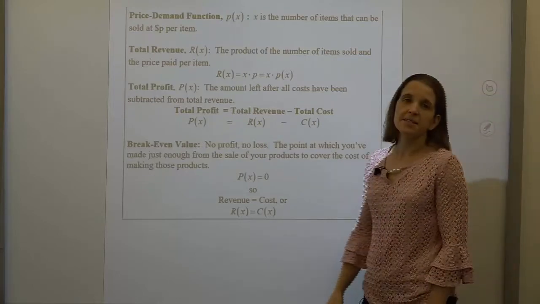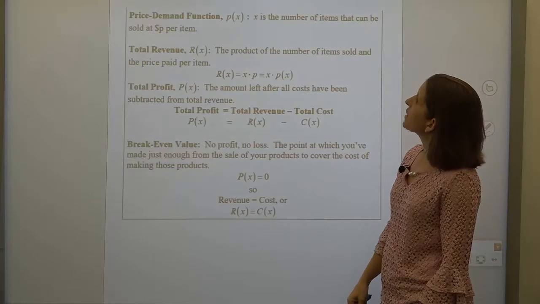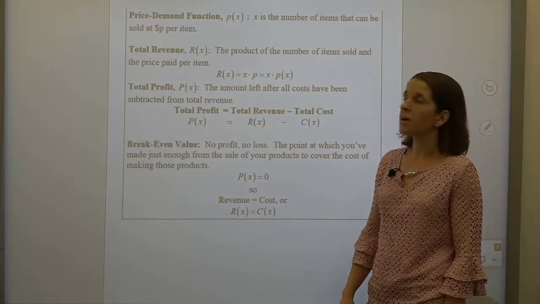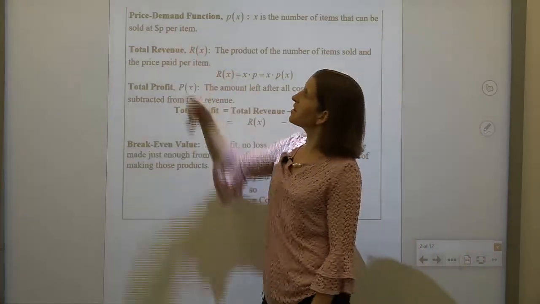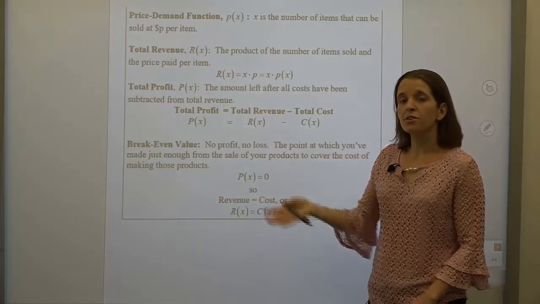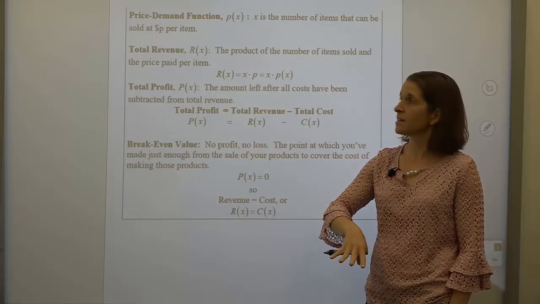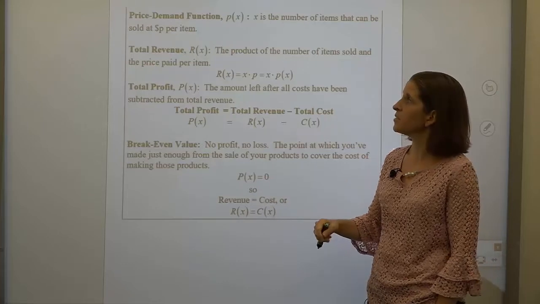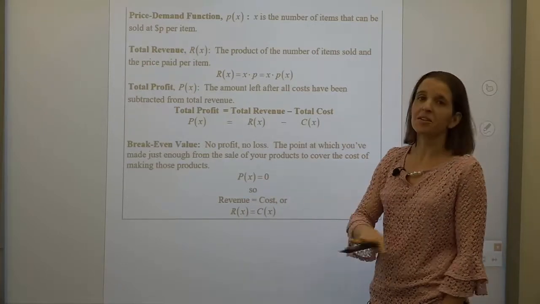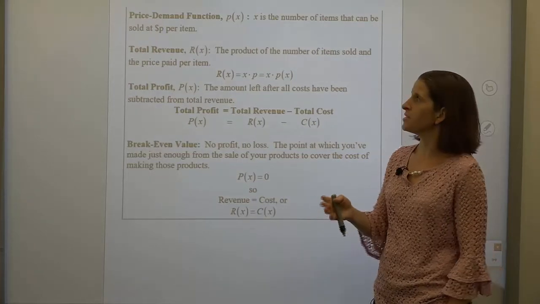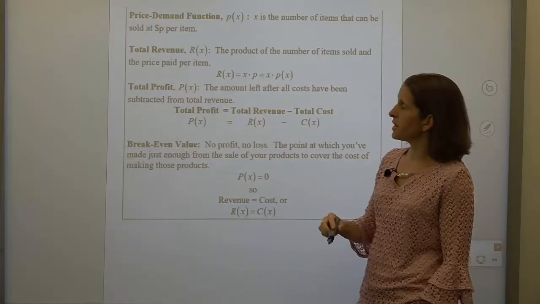So then we have the price demand function. So this little p of x, x is the number of items that can be sold if you charge p dollars per item. So it's the idea, as you can see there, of like supply and demand. If you charge too much for the item, then less people are going to be willing to pay that price, and therefore you won't be able to sell as many of them. Of course, if you price your item too low, then you might sell a whole lot, but maybe you're not making the profit that you're hoping for. So x is the number of items that can be sold at p dollars per item.